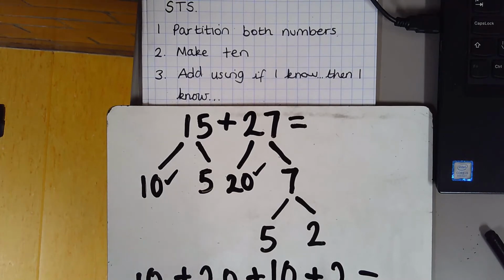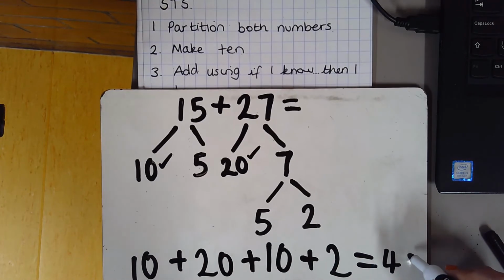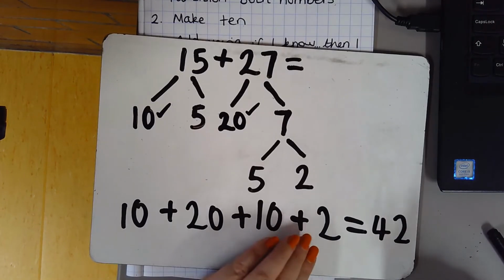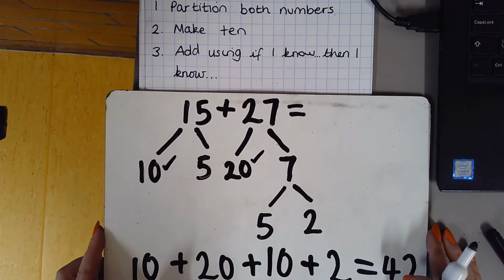If I know that 1 add 2 is 3, then I know that 10 add 20 is 30. If I know that 3 add 1 is 4, then I know 30 add 10 is 40. And 40 add 2 more equals 42. If I know, then I know. What a great method.